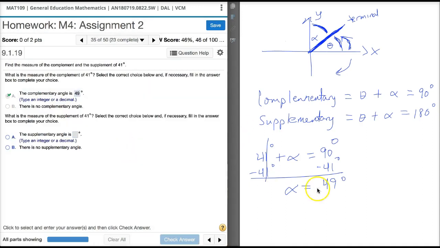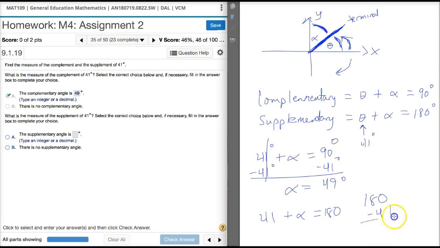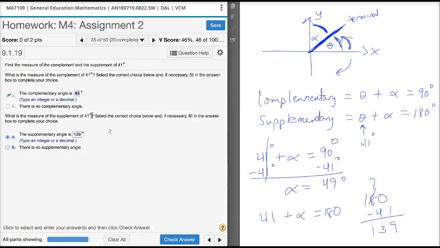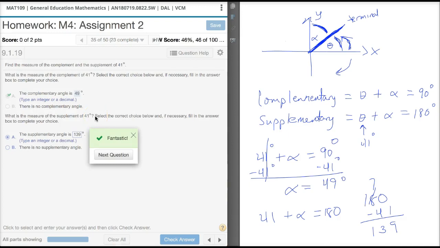You can probably figure out the supplementary angle. If we let theta be 41 degrees, then 41 degrees plus alpha is 180. So literally all we have to do is take 180 and subtract 41 from it. If we do that, then we get 139 degrees, and that should be what this angle is. So that's all there is to it as far as complementary and supplementary angles are concerned.